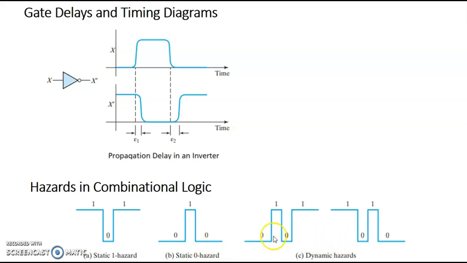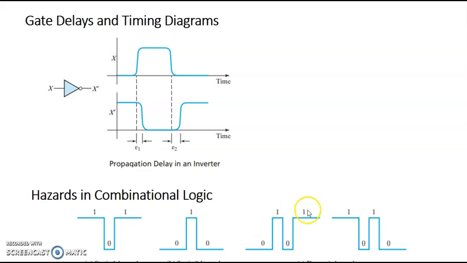Dynamic hazard: whenever we are expecting a change in state from 0 to 1, it will not change in one shot from 0 to 1. There will be toggling between the states and then it will settle into the expected state. That is called a dynamic hazard. It can be either a 0 to 1 change or a 1 to 0 change. With this, I'll wind up this video. In the next video, we'll discuss in detail what static 0 hazard and static 1 hazard are and how to cover them. Thank you.